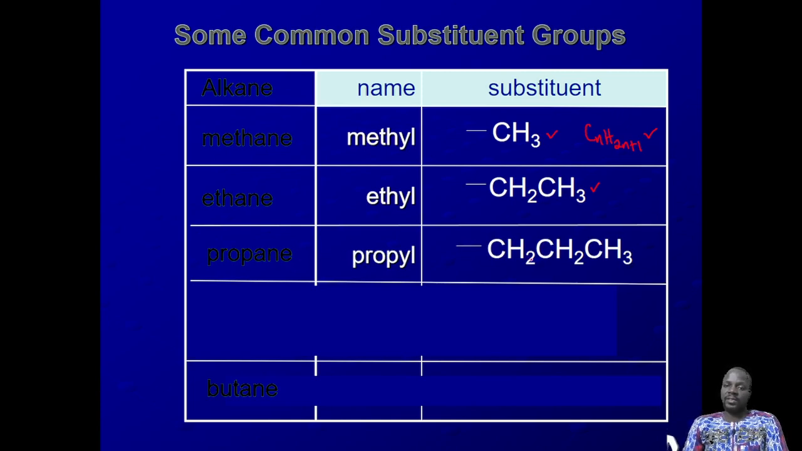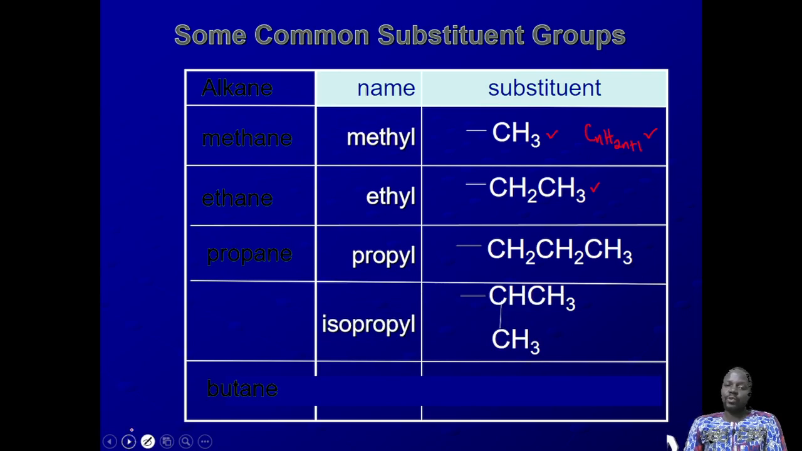We remove one hydrogen, and you can see this is CH2, CH2, CH3. Methyl, CH3. Ethyl, CH2, CH3. Propyl, CH2, CH2, CH3. Three carbon atoms, but it is shortened by what? One of your hydrogens. So that is the methodology. Be careful about that. Then the next one we can also talk about, which is very important, is isopropyl.